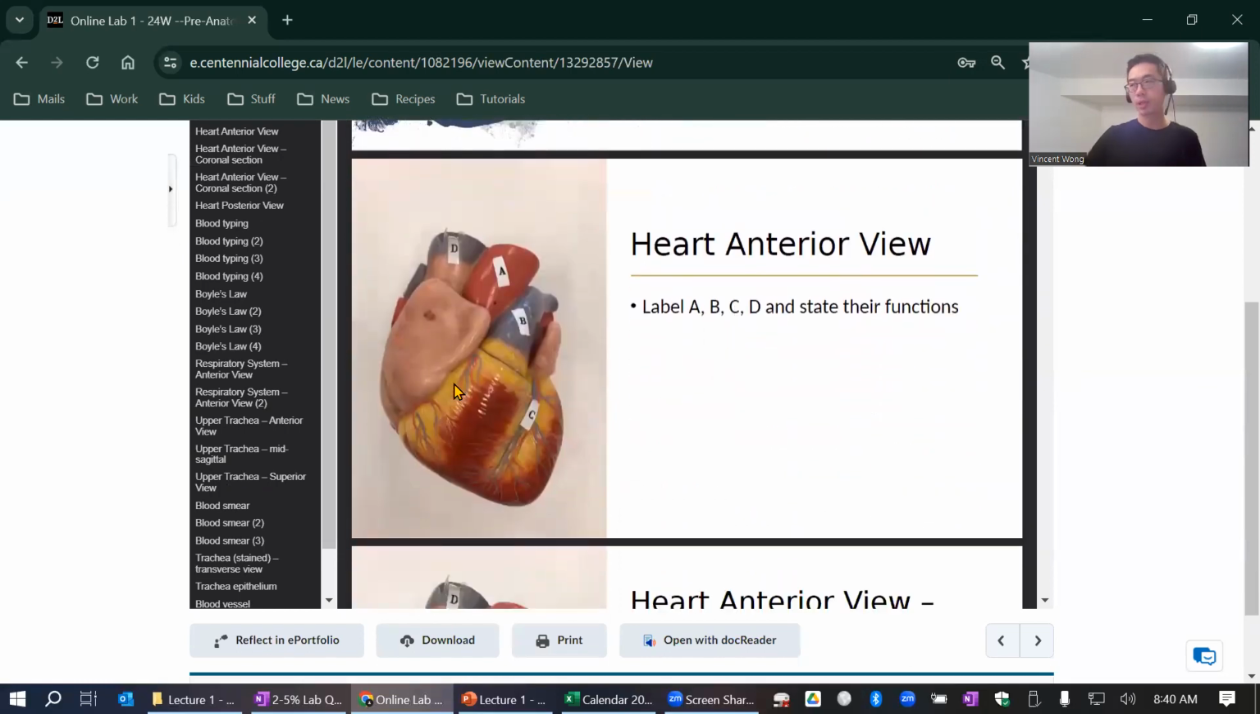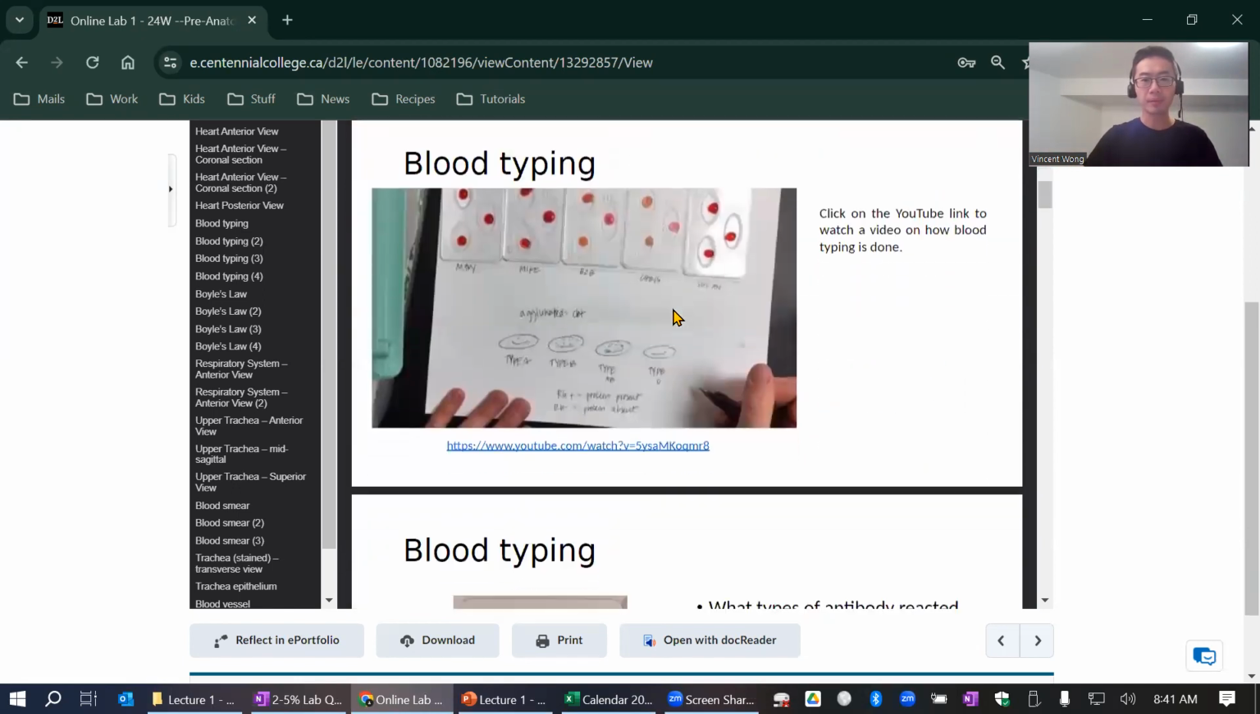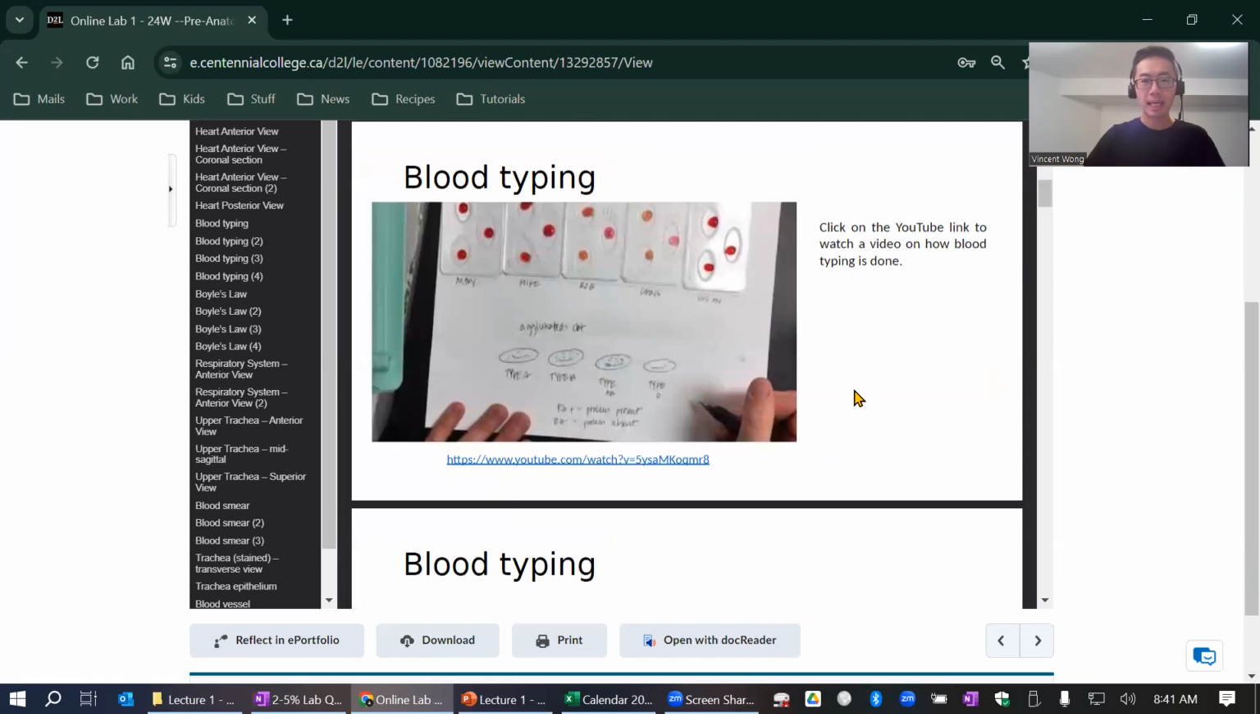So there will be models. Like if this was an in-person class, you would be actually holding the model, examining it, discussing it with your classmates. But in an online situation, you just look at the diagram here, and then it will ask you questions about the model. So label A, B, C, and D. So like, okay, A here. If you don't know what it is, that's okay. We will learn it today. You write down the answer. A is aorta. B is pulmonary artery, so on and so forth. And you just go through the PowerPoints yourself. Some of them have videos in them.